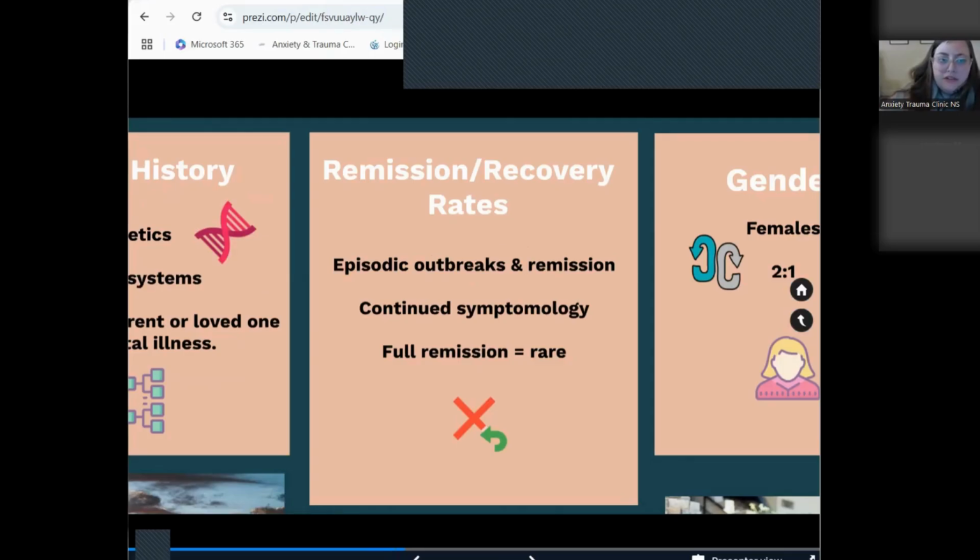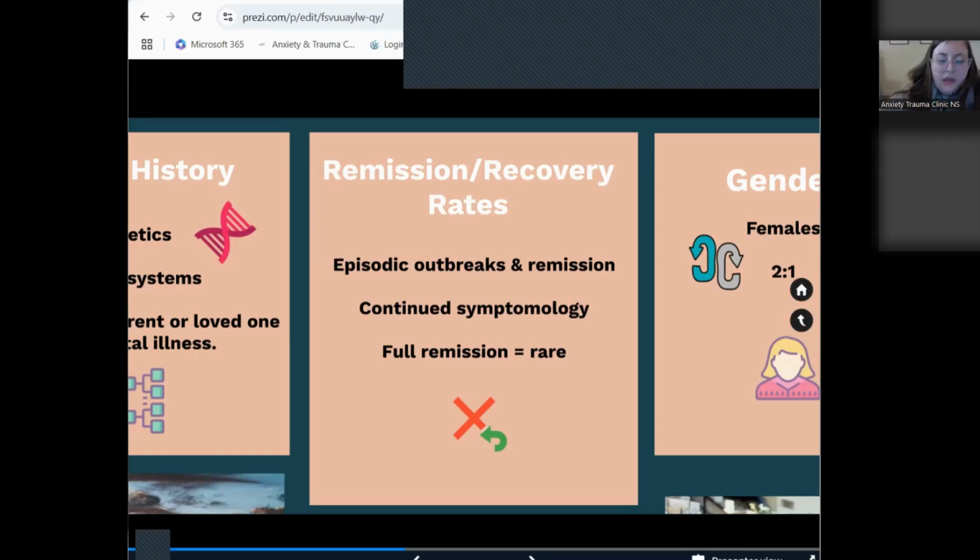We've got remission and recovery rates. So episodic outbreaks and remissions. Some individuals may have episodic outbreaks of symptoms that align with their panic disorder diagnosis, often with years of remission in between, and others may have continuous and severe symptomology as well. Episodic outbreaks are when it may appear that an individual has recovered, but their panic disorder still presents itself in an episodic manner. So that means in periods, kind of out of the blue, and that can continue to repeat itself.